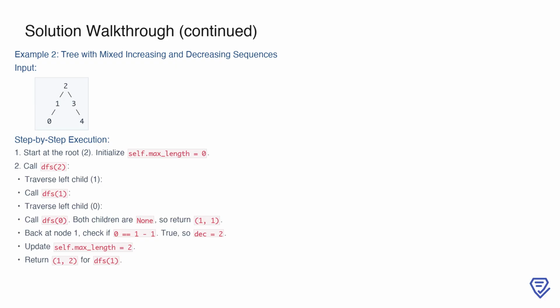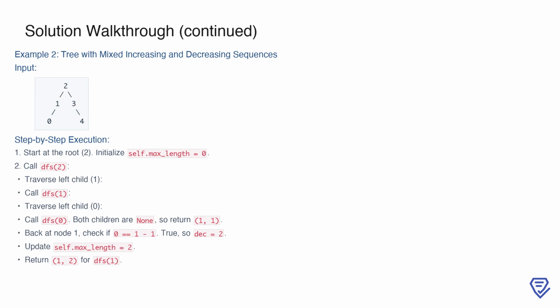Back at node 1, we check if 0 = 1 - 1, which is true, indicating a decreasing sequence. We update dec for node 1 to 2. At this point, self.max_length becomes 2 since it is the maximum of its current value and the sum of inc and dec minus 1.